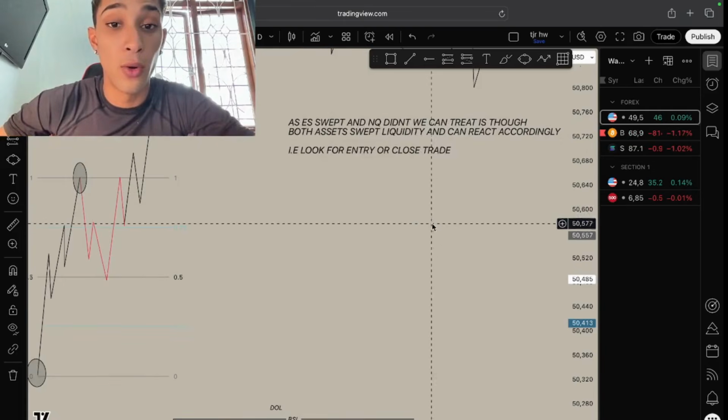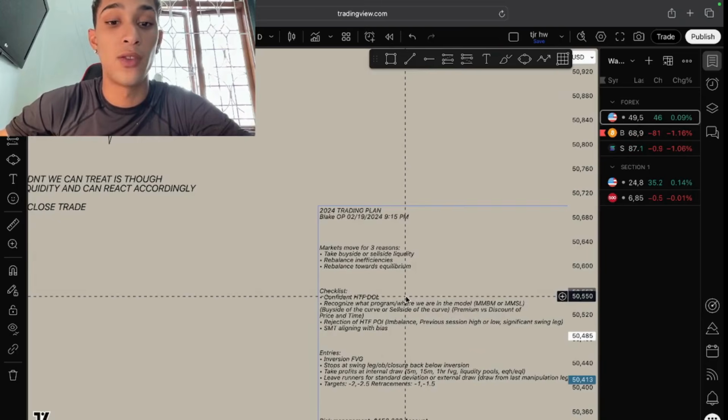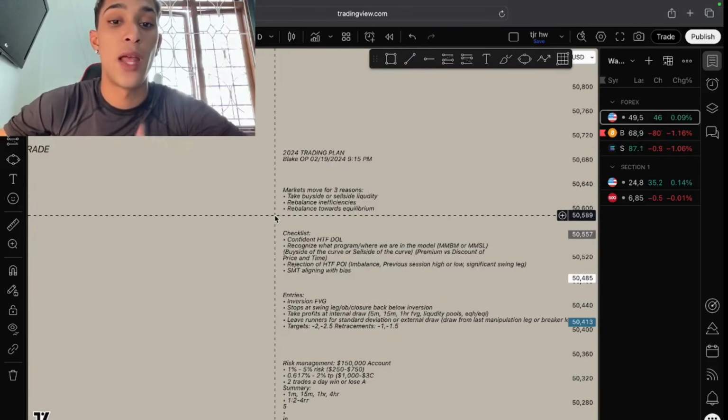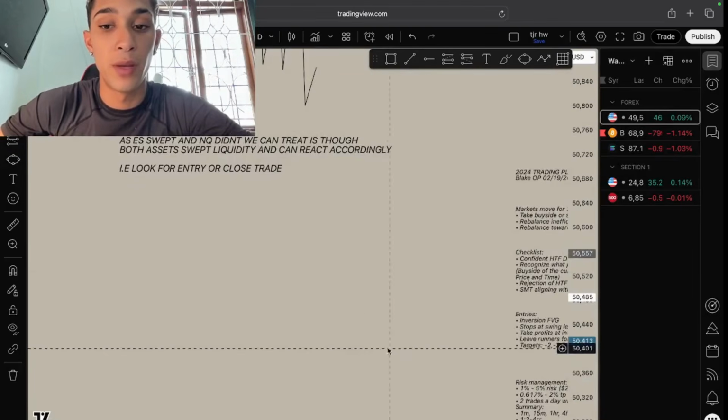But Blake also is very strong and very adamant about understanding what side of the curve we're on with the market maker buy and sell model, and that's what I'm going to get into just now. But yeah, that's what equilibrium is.